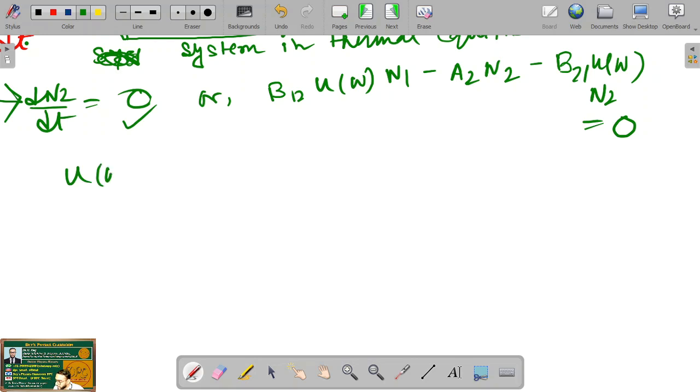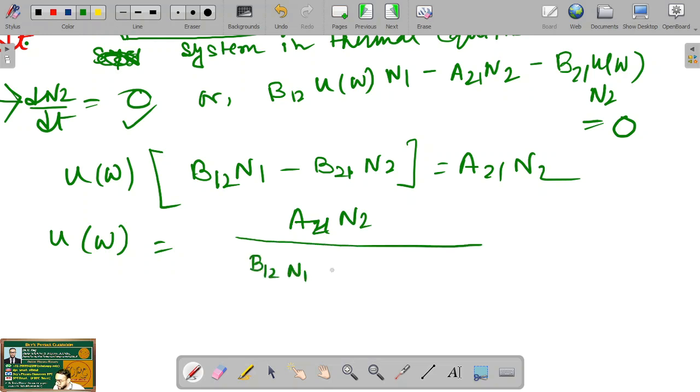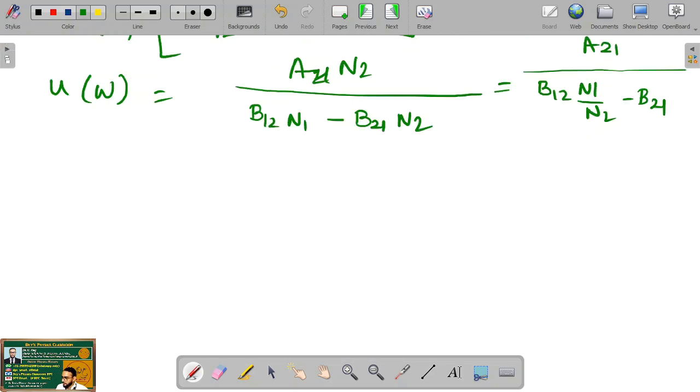If we take u omega common, then in bracket it would be B12 N1 minus B21 N2, which equals A21 N2. So u omega, the energy density, would be A21 N2 divided by B12 N1 minus B21 N2. If we divide numerator and denominator both by N2, we will get A21 divided by B12 into N1 by N2 minus B21. So this is the expression for energy density at thermal equilibrium.